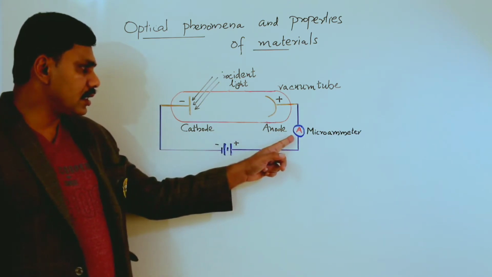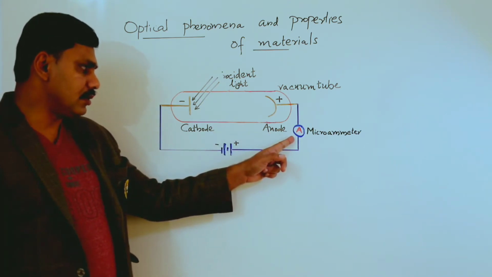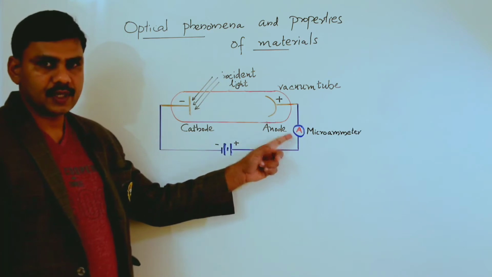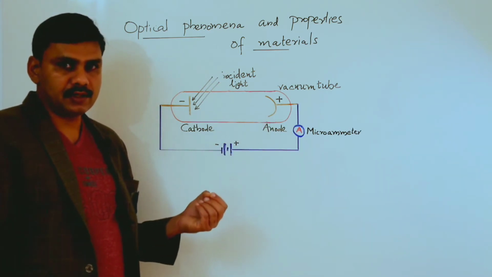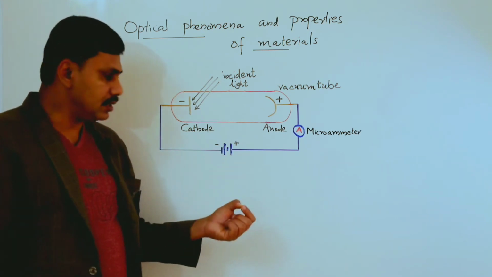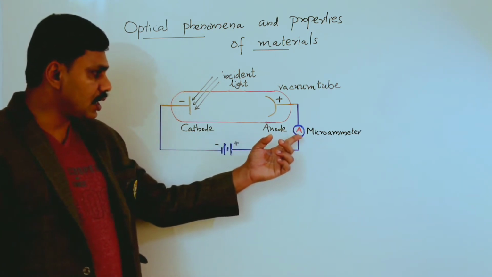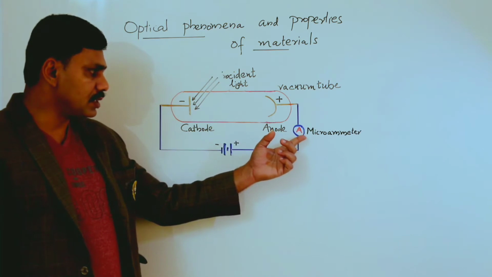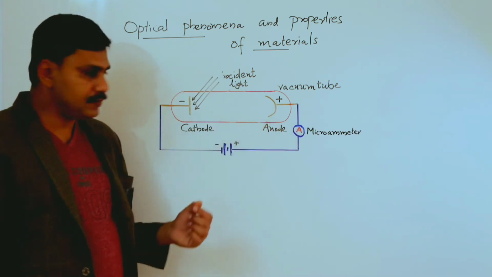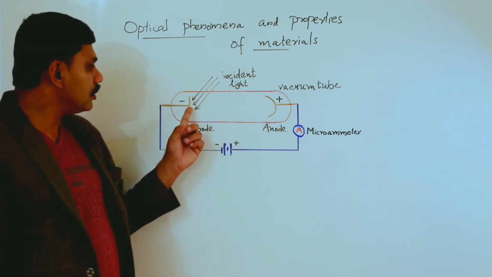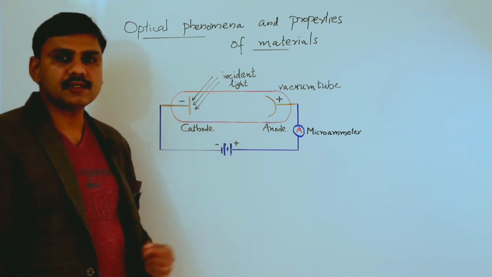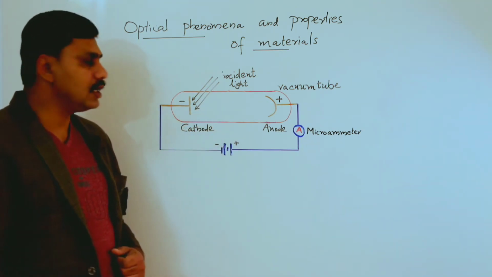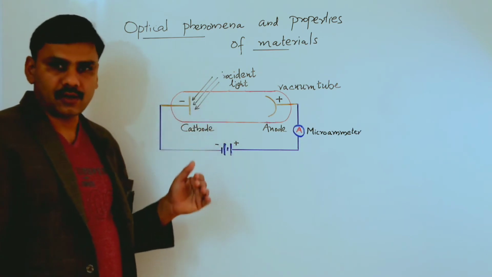And here there is a microammeter to measure the current flow. A microammeter measures very small current. It measures in microampere. So we are using a microammeter to measure the current flow. And the cathode is a photosensitive material. Photosensitive material means when light falls on the material, it will eject electrons.